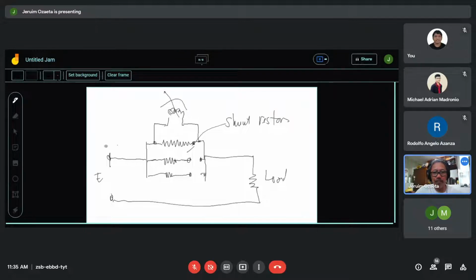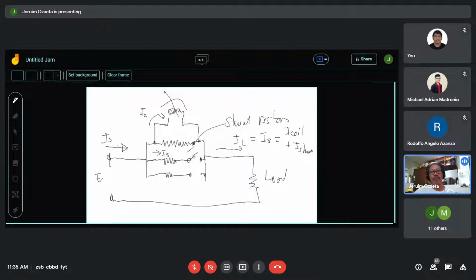The current coming from the source going into the load will be equal to the current in the coil and the current into the shunt. So the current to the load equals the current at the source, which equals the current at the coil plus the current at the shunt.